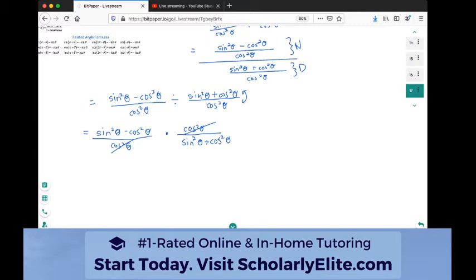So now what we're left with in this situation is sine squared of theta minus cos squared of theta over sine squared of theta plus cos squared theta. So I'm going to give you guys a second to write that down and catch up. And if you have any questions, feel free to submit them. We're going to go to the next step in a second here.